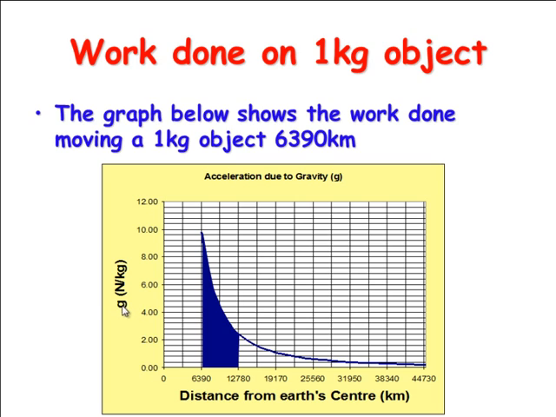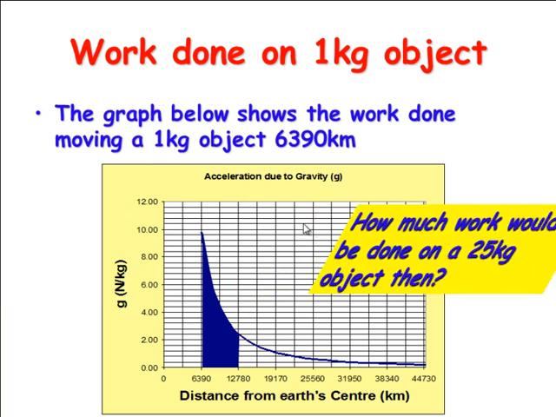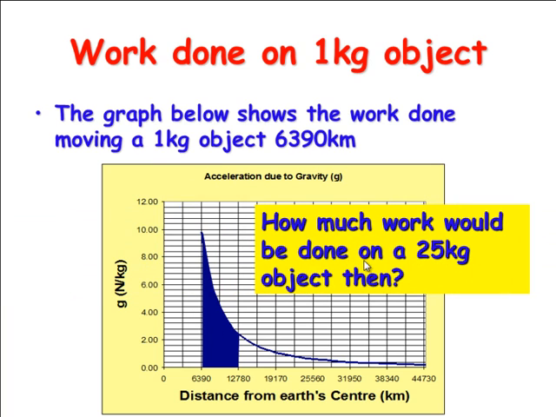Okay, this is G. It shows you how G changes as distance changes. Since we have a 1 kilogram object, the force would be G times 1, mg for weight force. So what would we do if we had a 25 kilogram object? You would have to multiply the value of the area under the graph by 25 to get the force. You could also multiply this axis by 25 and do the calculation that way, either way.